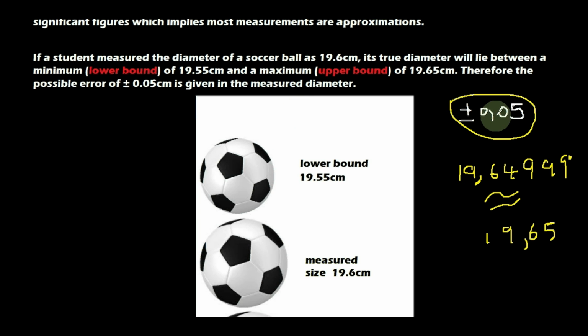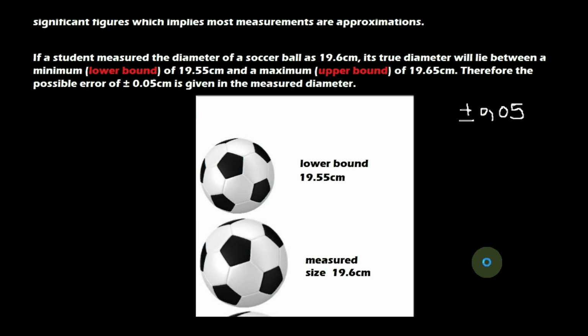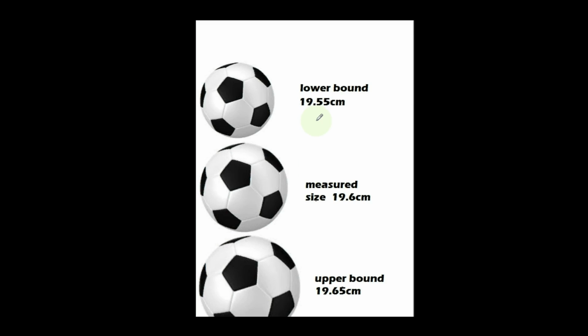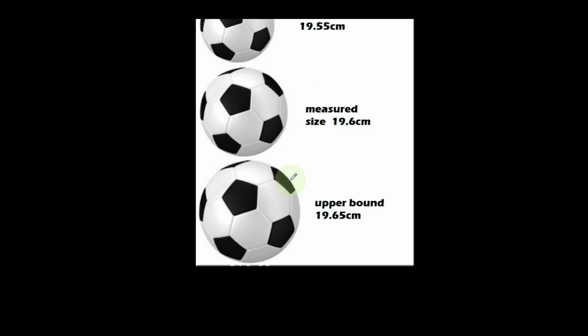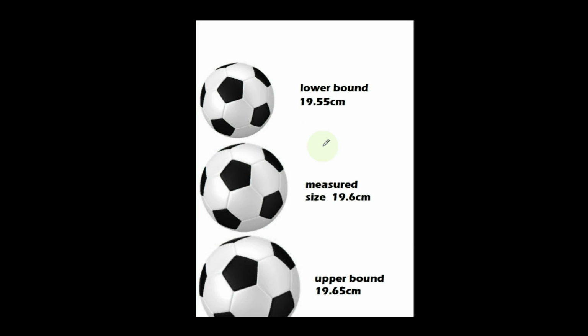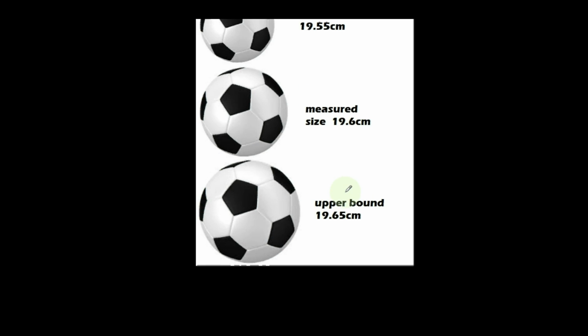Now here I've got an illustration showing you what is meant by the upper bound and the lower bound. In the middle you have the measured size, which is 19,6 centimeters, and on top we have the lower bound. And as you can see, I've tried to adjust the picture so that it adheres into your mind, and you see what I'm trying to imply by the lower bound and the upper bound. The concept of approximations is illustrated by this variation of sizes.